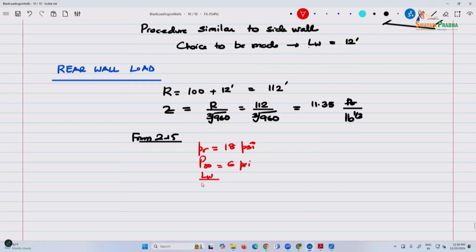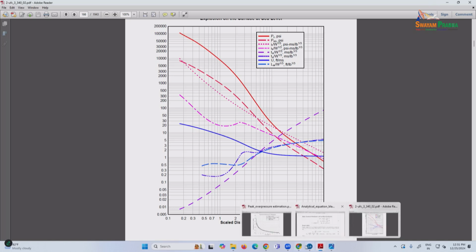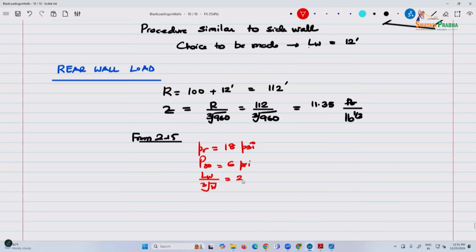And LW by cube root of W, which is the blue line here. So this is about 13, between 2 and 3, closer to, let's say 2.75 or 2.8. Say this is 2.8. So LW, if you can help me with this, 2.8 multiplied by cube root of 960 is 20. Say 27.64 feet. Thank you.